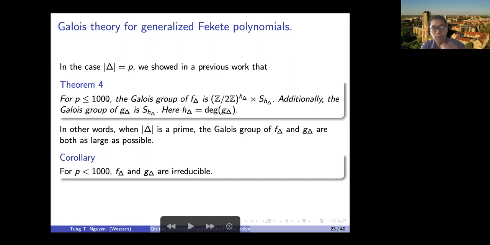So it's maximal. Here is an amusing corollary of this fact: for p less than 1000, both of these polynomials are irreducible. And so that is one method to prove they are irreducible.